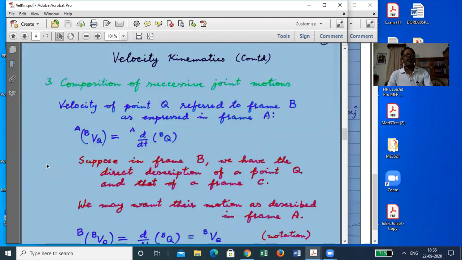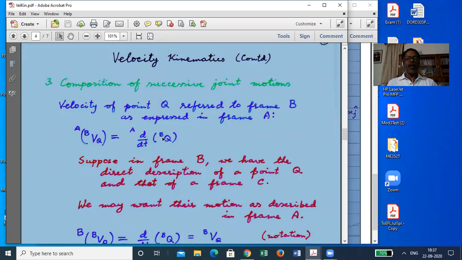Okay, so in the last lecture, we started with velocity kinematics, and in this lecture, we will continue and hopefully we will complete it. So, in the last lecture, early I told you that this is the notation we use.